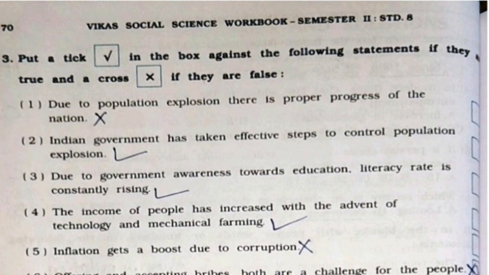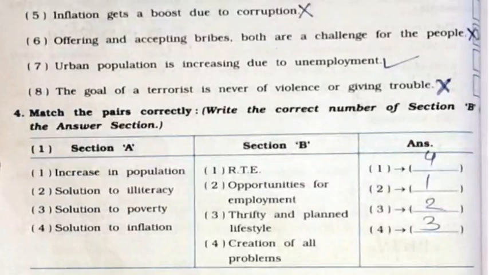Fifth, inflation gets a boost due to corruption. It is false. Sixth, offering and accepting bribes both are a challenge for the people. It is false. Seventh, urban population is increasing due to unemployment. It is true. Eighth, the goal of a terrorist is never of violence or giving trouble. It is false. Now we'll continue with question number 4, that is match the following.